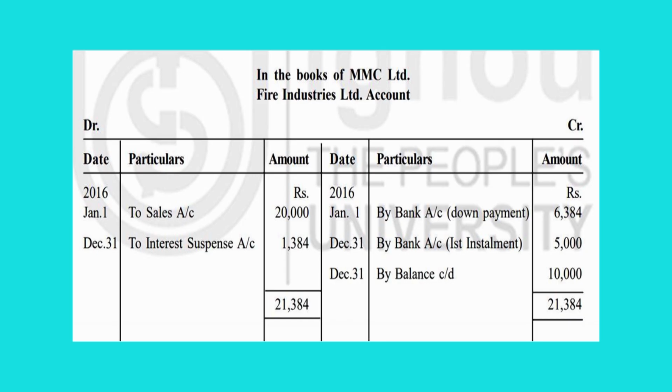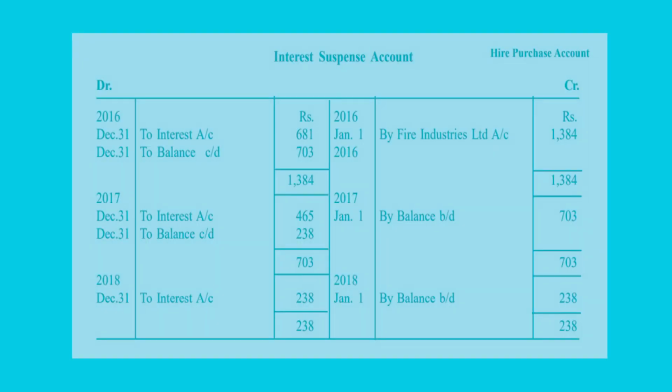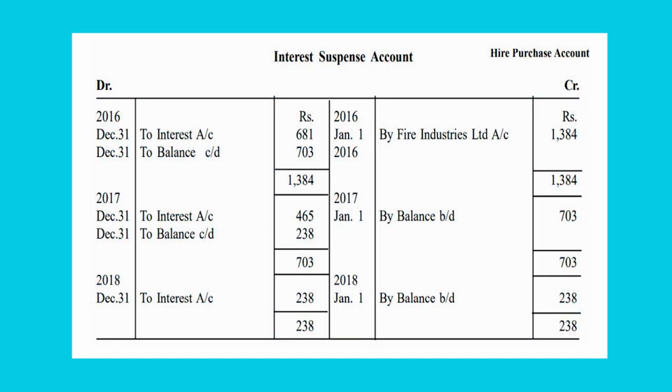21,384. In the second year the balance brought down is 10,000. By bank second year installment 5,000, by balance carried down 5,000, total is 10,000, 10,000. This balance will be brought forward in the beginning of the third year, to balance brought down 5,000. Here this is the third year installment payment by bank 5,000, total is 5,000, 5,000. Interest suspense account. It is very simple.